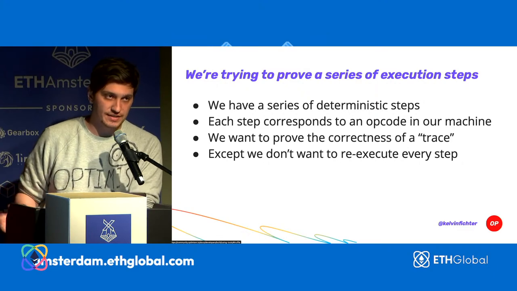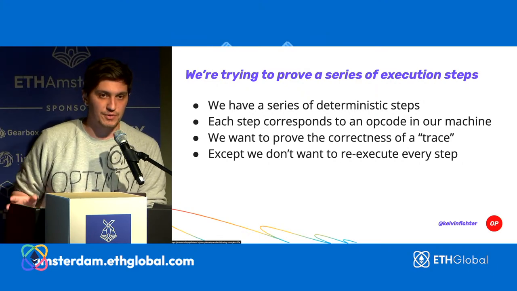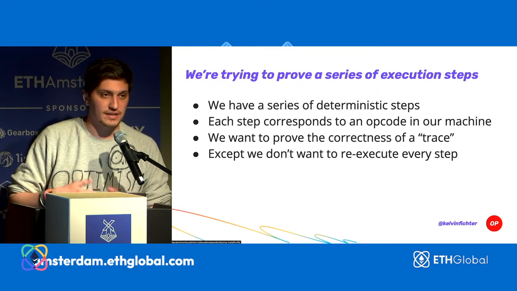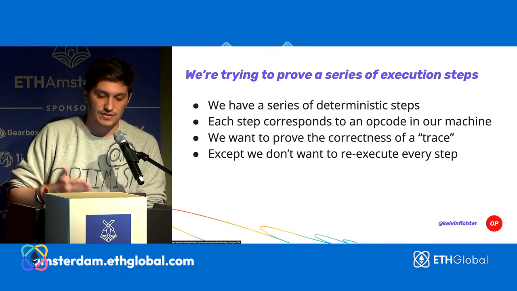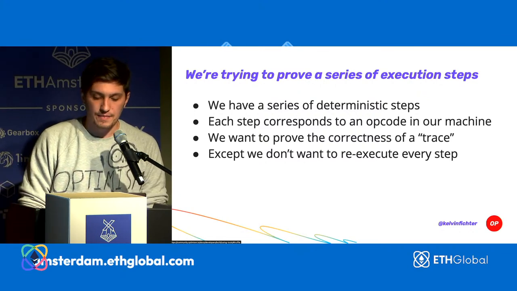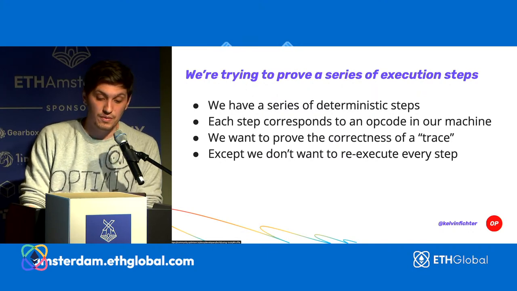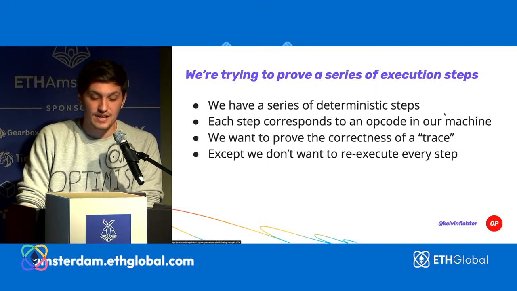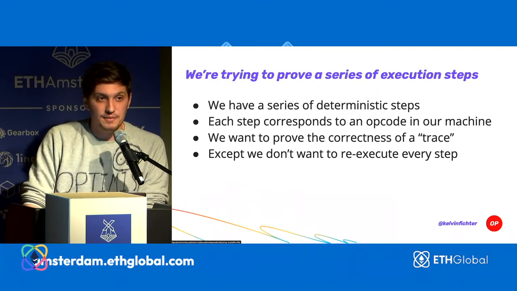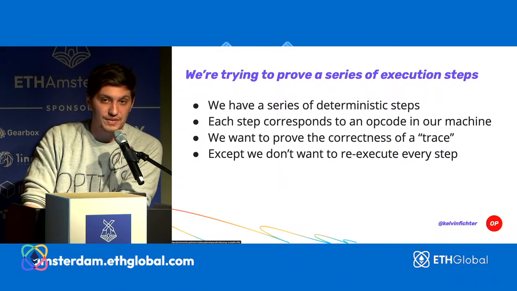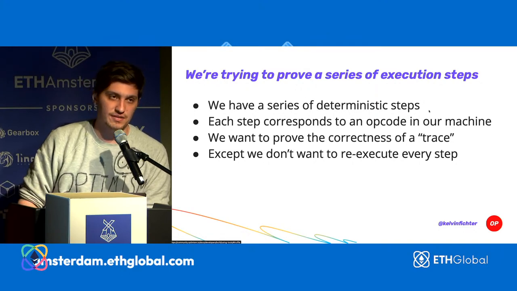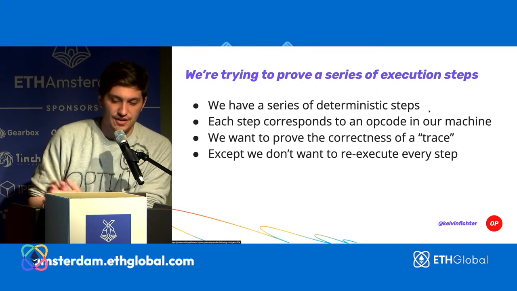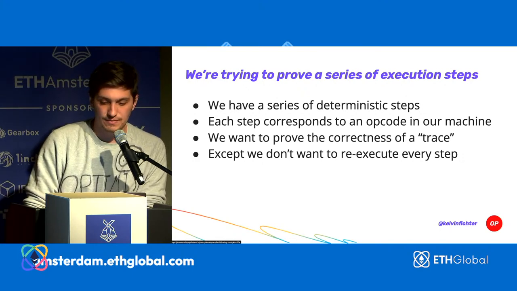And we want to prove that we ran, let's say, the EVM correctly. So we want to prove the correctness of this trace. Just think about it as the list of execution steps. That's what I mean when I say a trace. Just the list of things that happened. Except on Ethereum, we don't want to re-execute every single step, because we'd be wasting a huge amount of gas, and it'd be really expensive. The whole point of the optimistic rollup is to not have to do all this work, and you really don't want this proof process to be executing an entire Ethereum transaction, because it's really hard and really expensive.